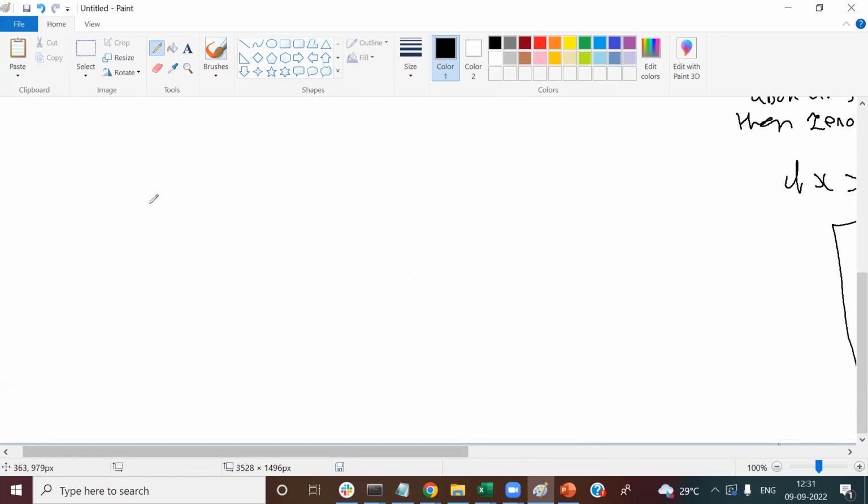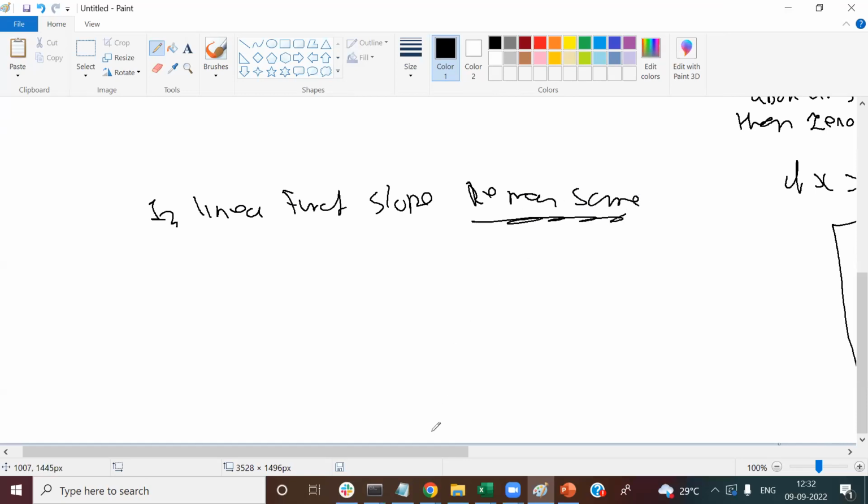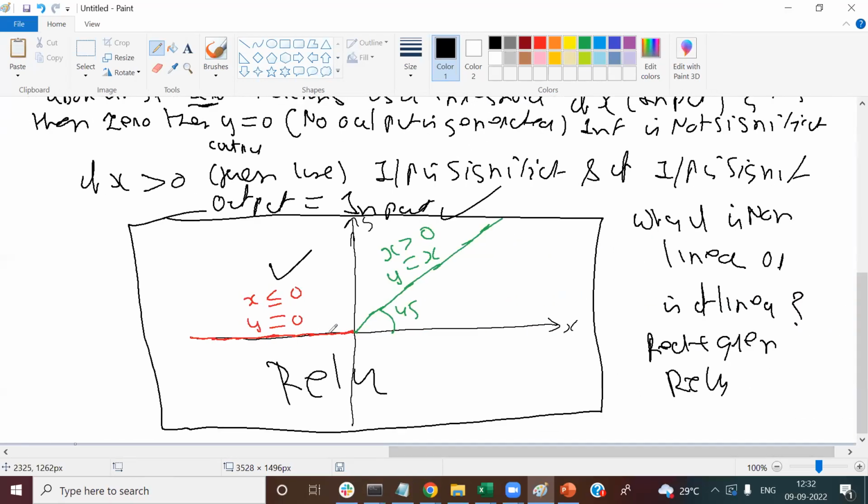See, remember one thing, if it is a linear function, slope remains same. Agar linear function hoga, then slope will never change. But over here, can you notice the slope changes? The slope of red is different and the slope of green is different. So the combination of red plus green is non-linear, and that is why it is a non-linear function.